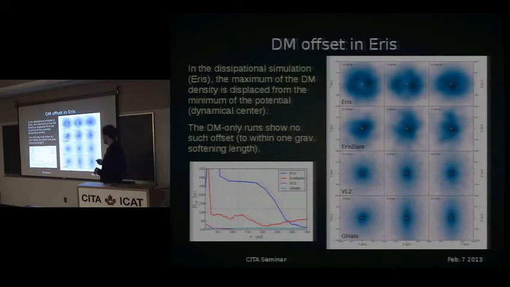In all the dark matter-only simulations, the two are pretty much consistent. They're right on top of each other, within one gravitational softening length. But in the hydrodynamic simulation, it seems to be removed by more than two or three gravitational softenings. How I did this is I put the particles on a grid, smoothed the grid, and then determined the maximum density position in these smooth images. And it doesn't depend so much on how you smooth it, as shown here as a function of the smoothing kernel width. You always get this offset at two or three times the gravitational softening.